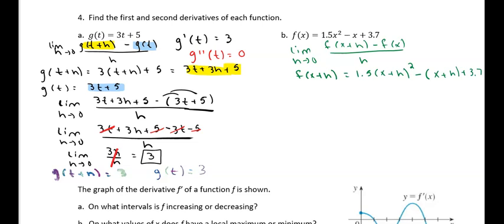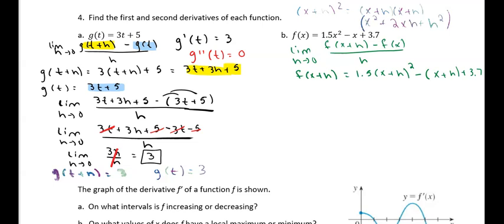So if we have x plus h to the second, let's do that up here where we have some space. X plus h quantity squared means x plus h times x plus h. So if we FOIL that through, we'll get x squared plus, x times h and h times x, so that's 2xh. H times h is h squared. So I still have a 1.5 in front of that. So we need to distribute our 1.5 to this right here.